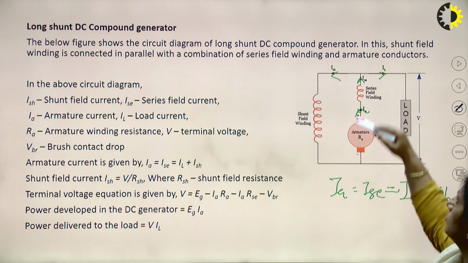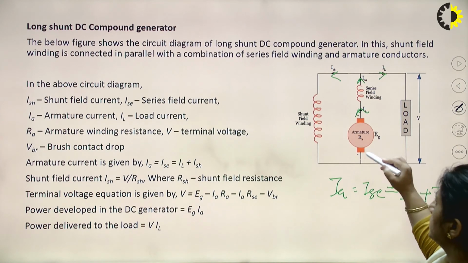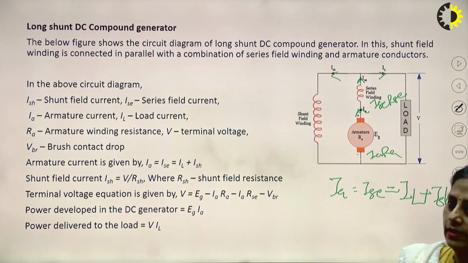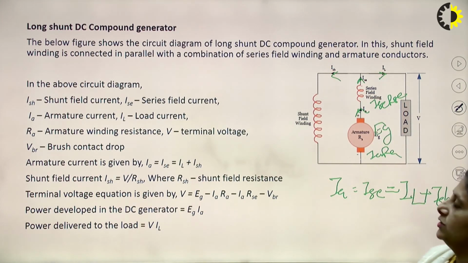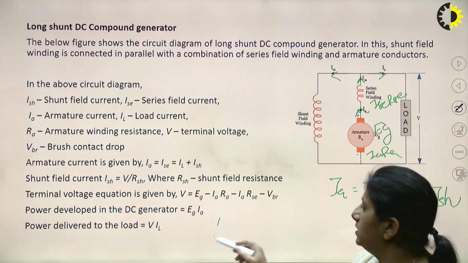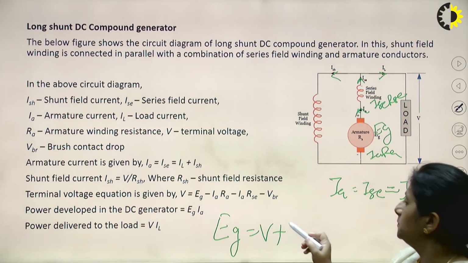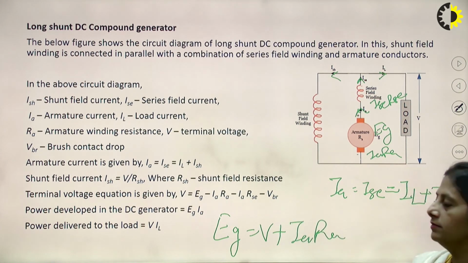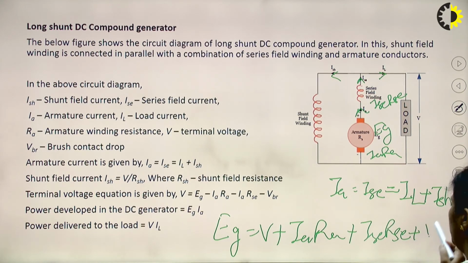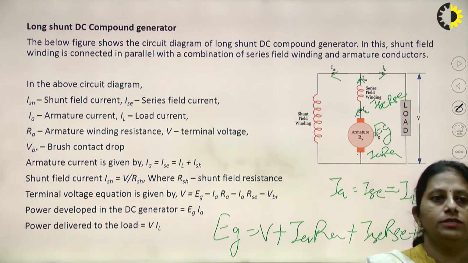What about the voltage equation? The voltage equation, once again, is the same as that for the series. I'm having the armature resistance drop IARA. I'm having the series field winding drop, that is ISE RSE, EG, this is the terminal voltage V, and the brush contact drop. Once again, my EG must be given as V plus drops. What are the drops? IARA plus ISE RSE plus VBR, right? So this is the voltage equation, right?